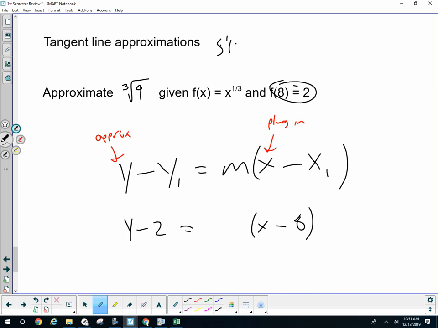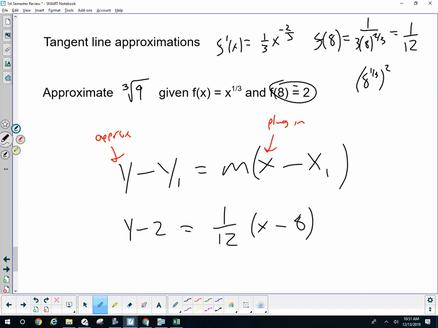Let's find f prime. I get 1/3 x to the -2/3. I need to find that at 8 because that's the point I know. 1 over 3 times 8 to the 2/3. We need to know how to do 8 to the 2/3. That's 8 to the 1/3 squared. That's 2 squared, which is 4. This becomes 1/12. I get 1/12.